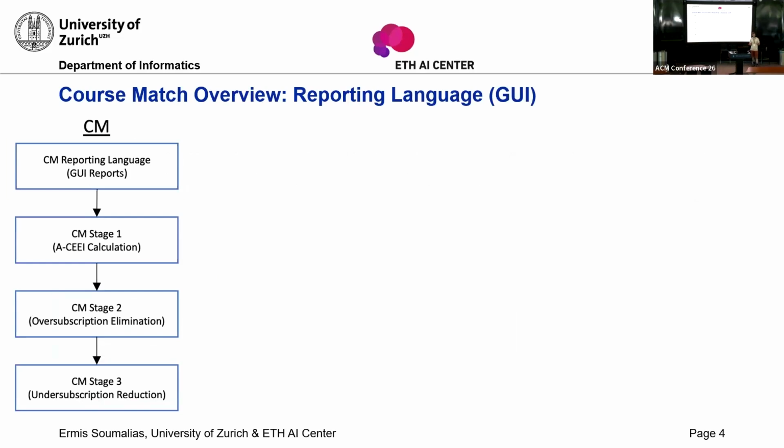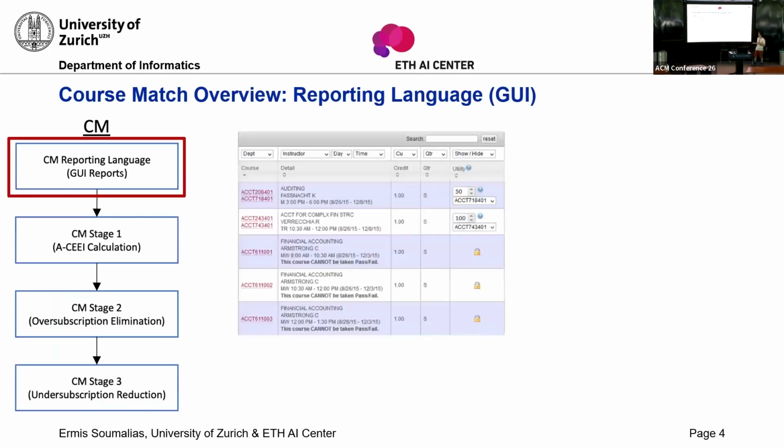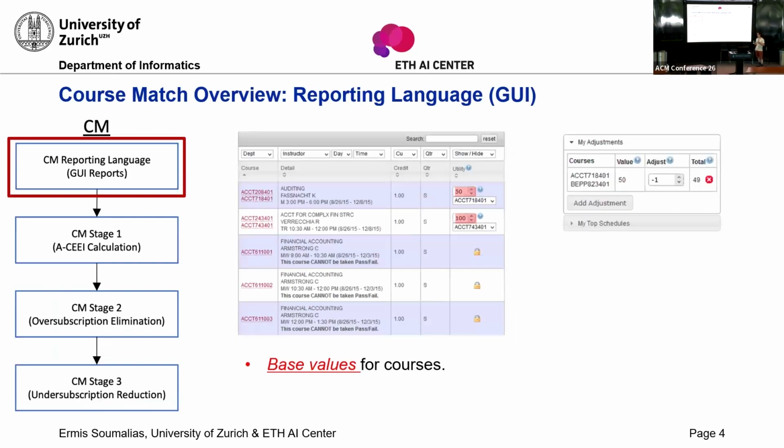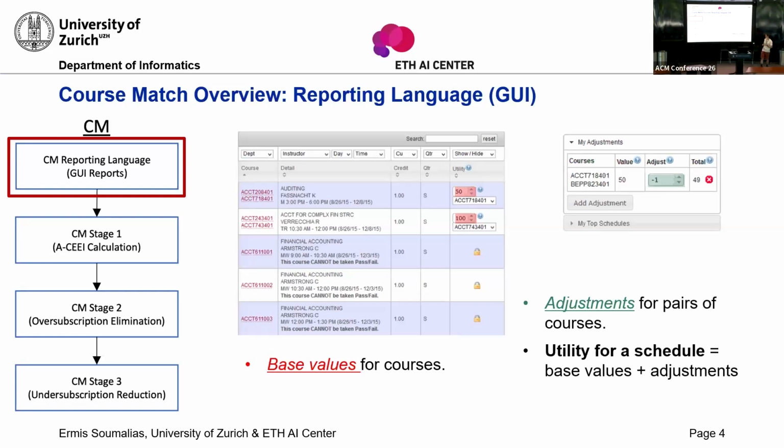Let's start with an overview of the mechanism. First, students report their preferences to the mechanism using a specifically designed graphical user interface. There's a drop-down list of all courses. Students can select any course they're interested in and input a number between 0 and 100. That's called the base value. Additionally, they can select any pair of courses they want and input a number between -100 and +100 for the pair. That's some extra utility, positive or negative, associated with taking both of those courses at the same time. A student's utility for a schedule is taken to be the sum of base values and adjustments for courses contained.